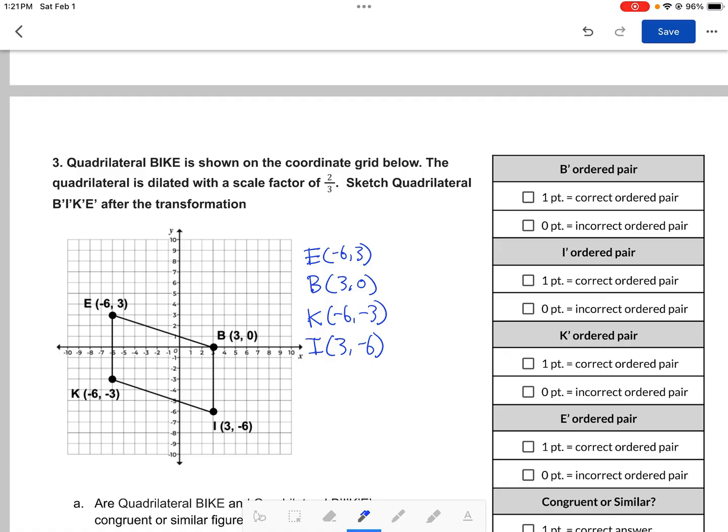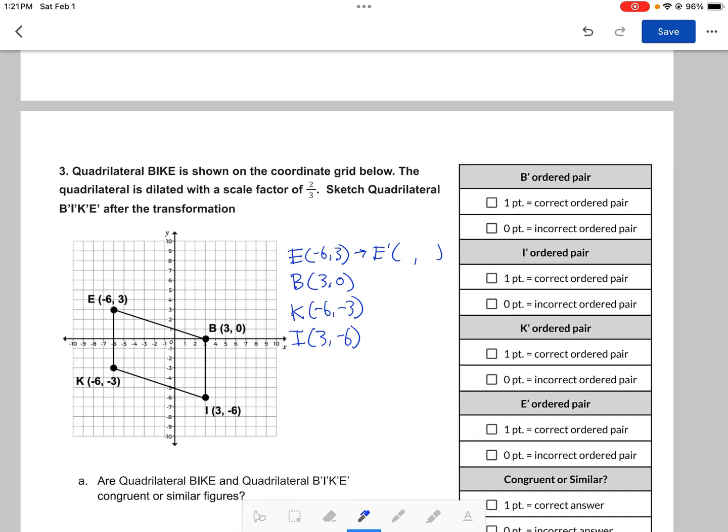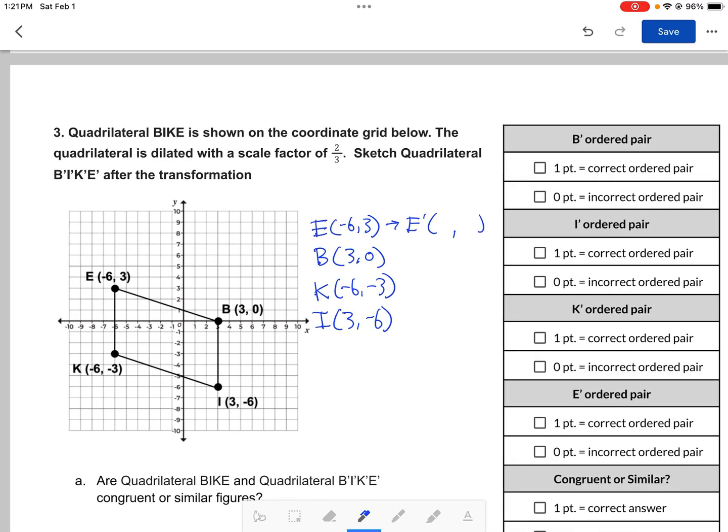And so now my new coordinates for E prime, if I dilate by 2/3, 2/3 is smaller than 1, so I know that this is going to be a reduction. Anything with a scale factor of less than 1 is a reduction. So now I'm going to multiply this 2/3 times each part of my coordinate, times x and y. So 2/3 times negative 6 is negative 4. And then 2/3 times 3 is 2.